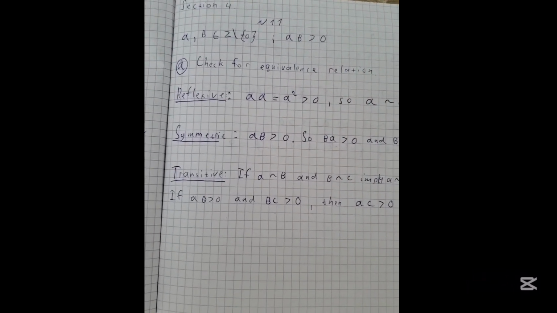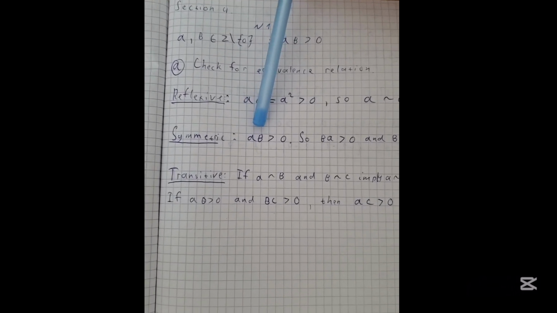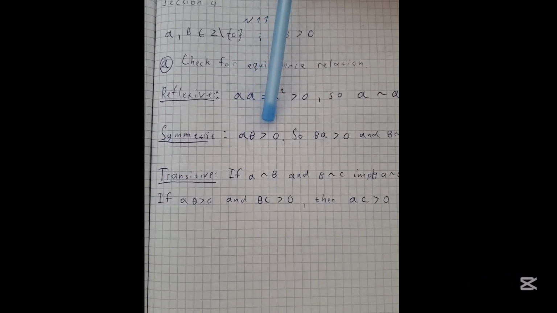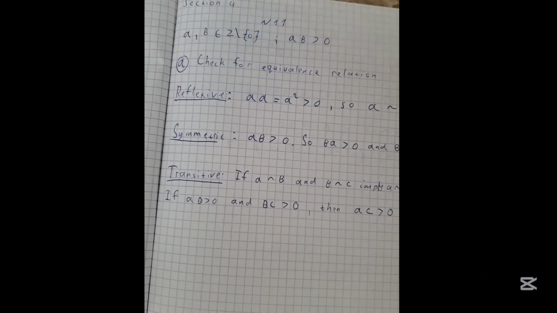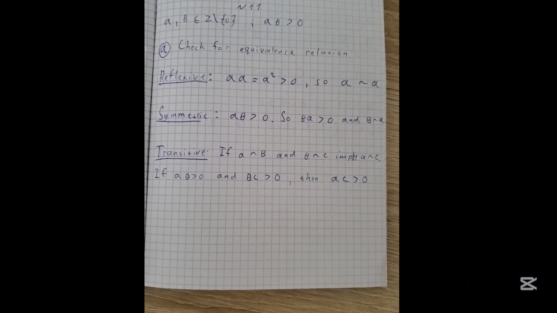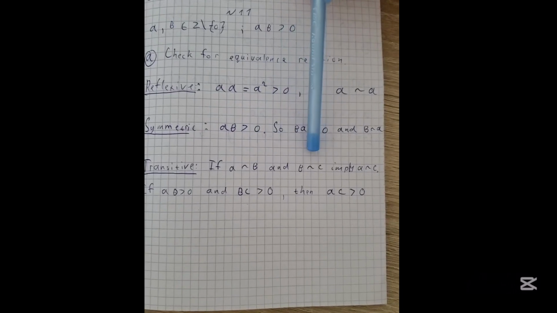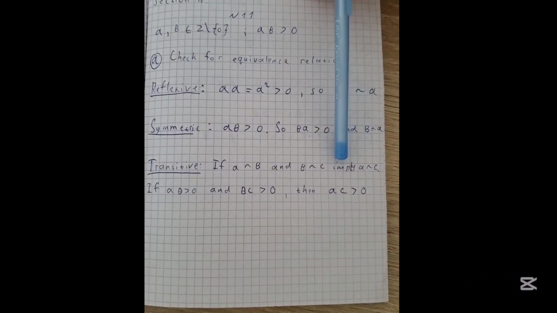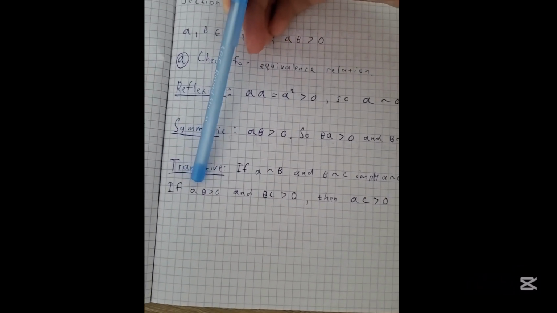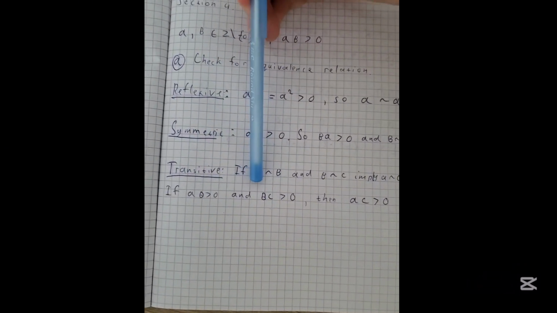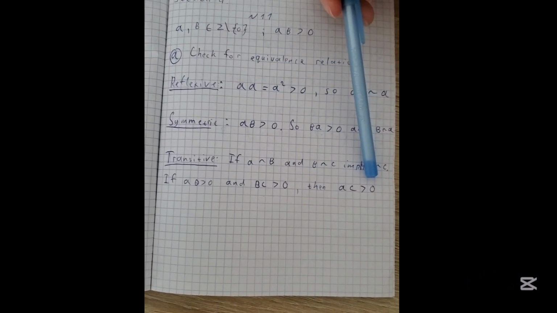The next property is the symmetry property. Since multiplication is commutative, a multiplied by b is also the same as b multiplied by a. So we can say that this relation is symmetric. And for the transitive property, if a is related to b and b is related to c, this implies a is related to c. We can show that if a multiplied by b is greater than 0 and b multiplied by c is greater than 0, then we can conclude that a multiplied by c is also greater than 0.